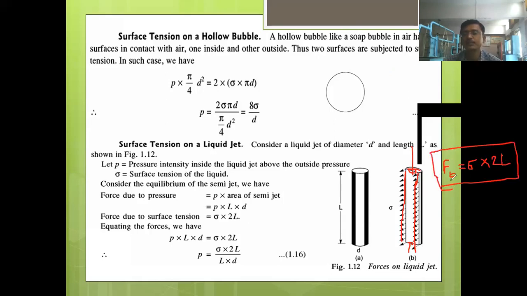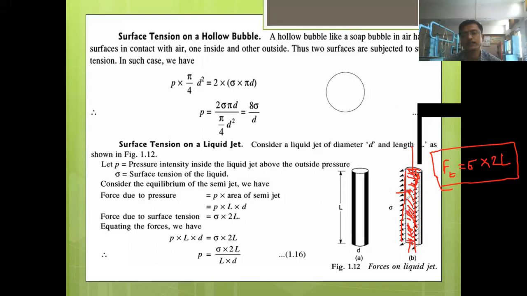Okay, this is the tensile force. And what about the pressure force acting on this particular surface? Because of this tensile force, what is going to happen? There will be an increase in the pressure intensity inside this cylinder, and it is going to act in the opposite direction on this entire surface.